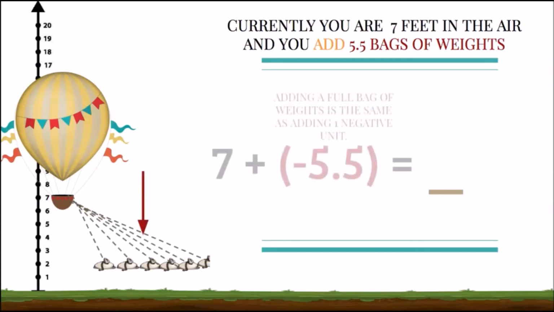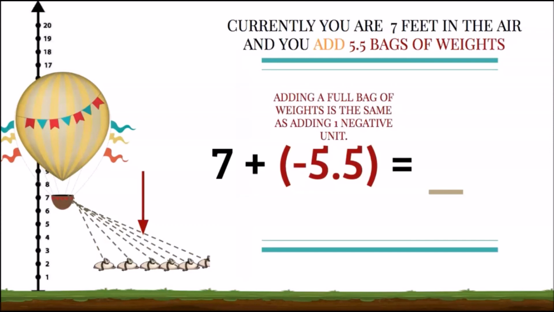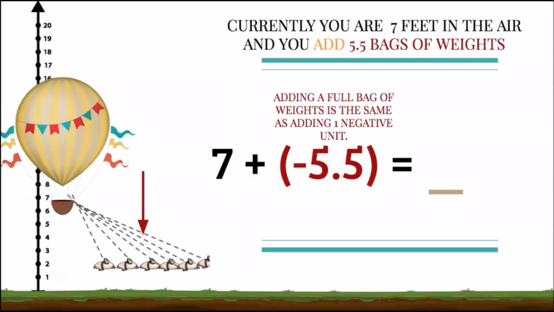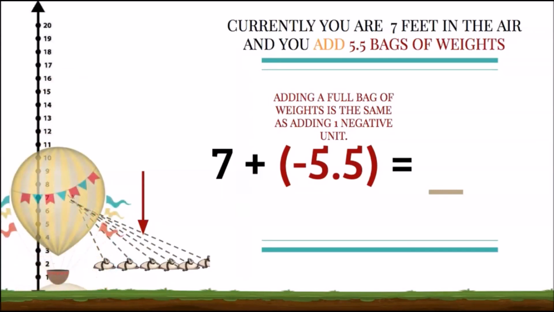That is correct. The mathematical statement should be written as 7 plus a -5½. It is critical that you make kids write this statement so that you know they understand conceptually what's going on with the balloon. Then they can use the number line to see that their result will be 1½ feet.